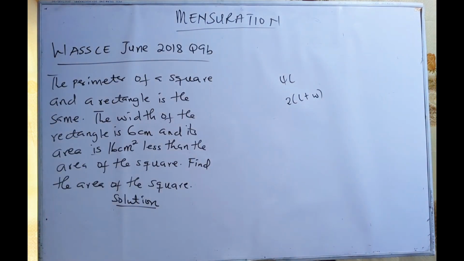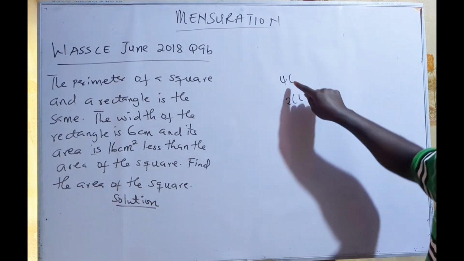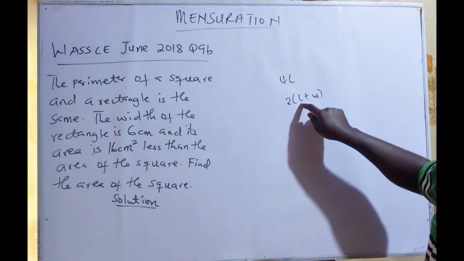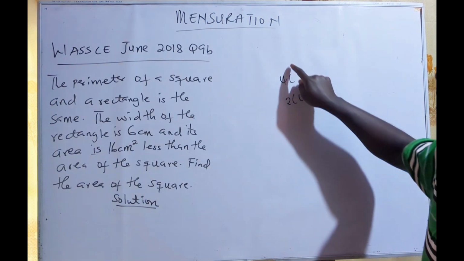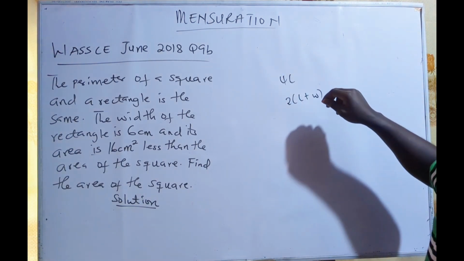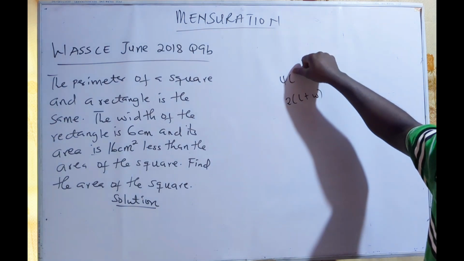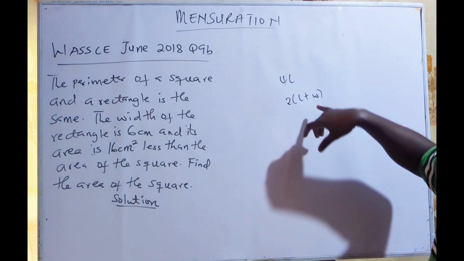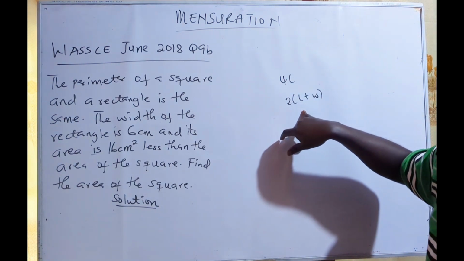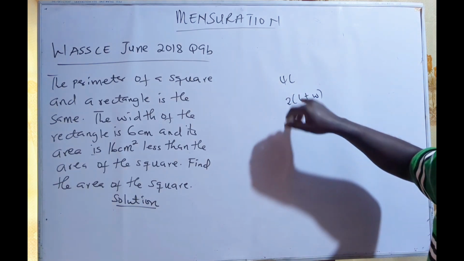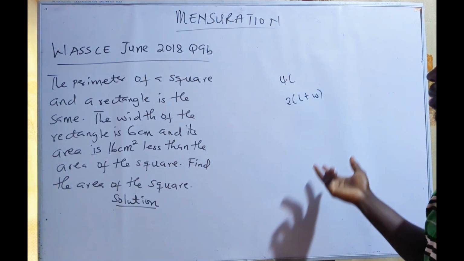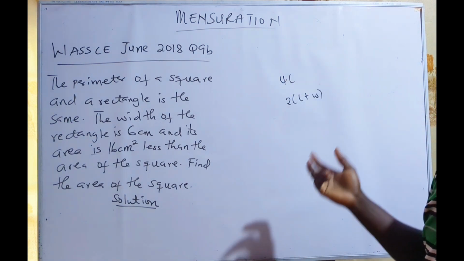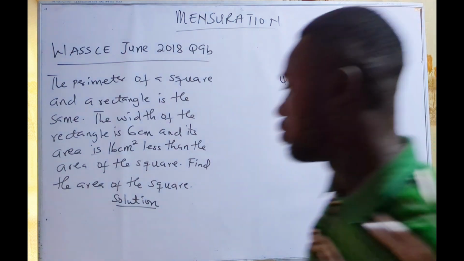However, if you are supposed to equate the two, you see that the L here is the same as the L here. You have used the same L for the two. But what you should take note of is that in the question, the length of the side of the square is not the same as the length of the side of the rectangle. So it means that we have to change the L to another variable. All right, so let's see.